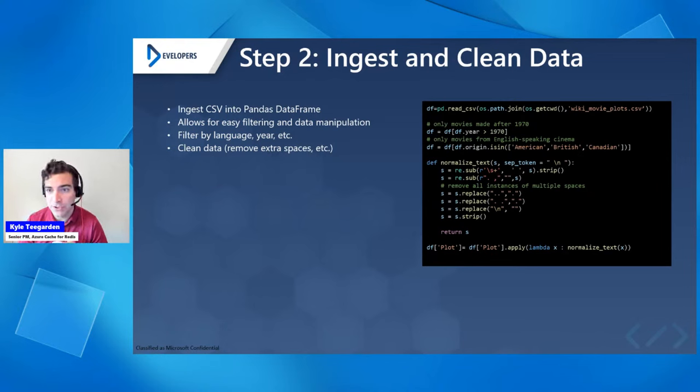So we're going to take just films from the US, UK, and Canada, basically English language films. And then we're going to clean the data. We're going to remove extra spaces. We're going to change some column names so that it's easier to parse, et cetera, et cetera. And all this is really easy to do within Pandas.